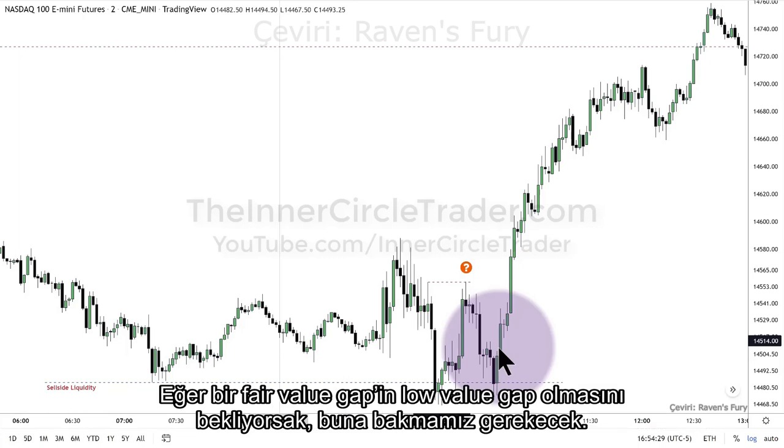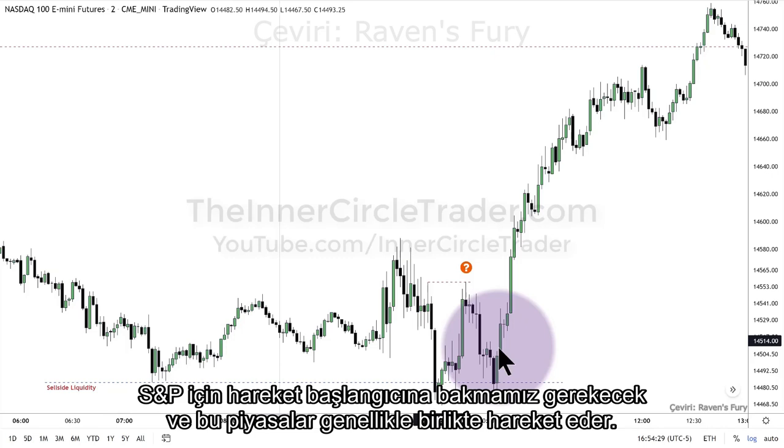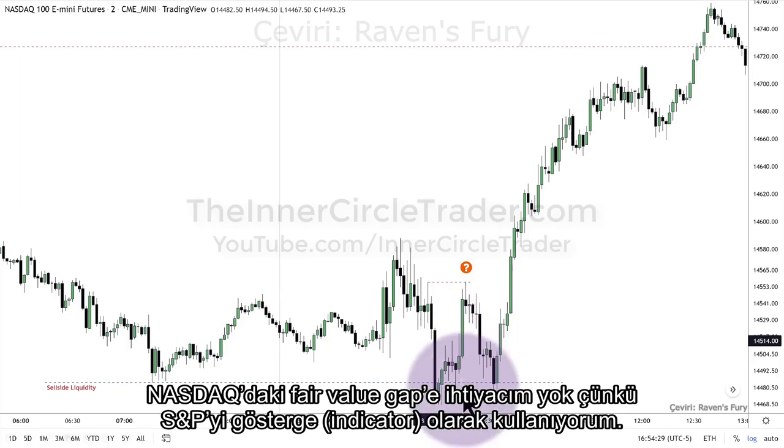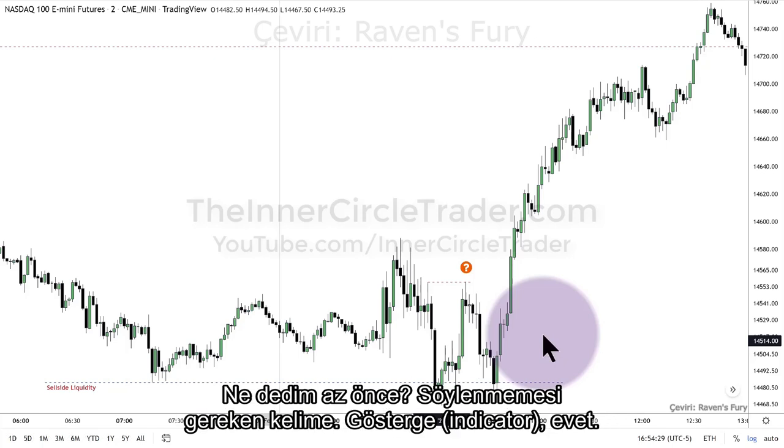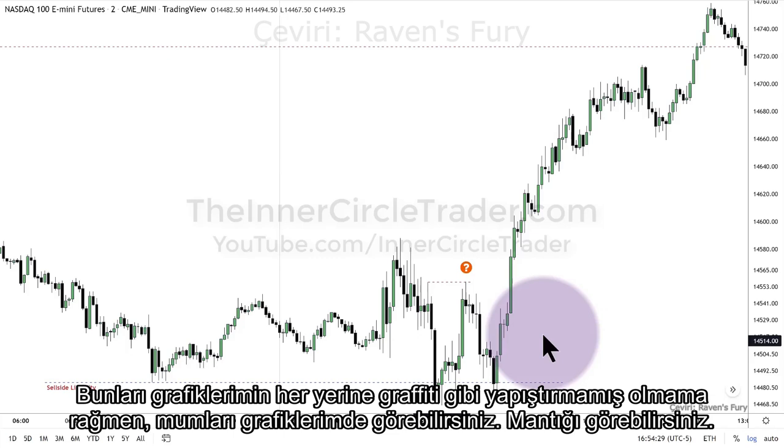So if we're expecting a fair value gap to be a launching point for the S&P, and these markets generally move in tandem, I don't need the fair value gap in the NASDAQ because I'm utilizing the S&P as my indicator. What did I just say? The word that should not be spoken. Indicators. Yeah.